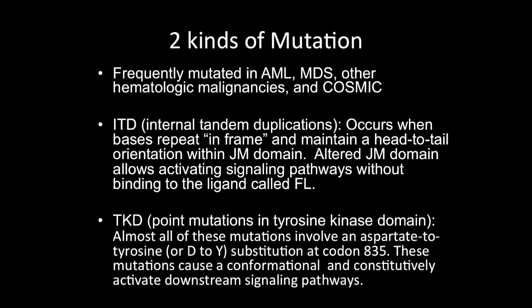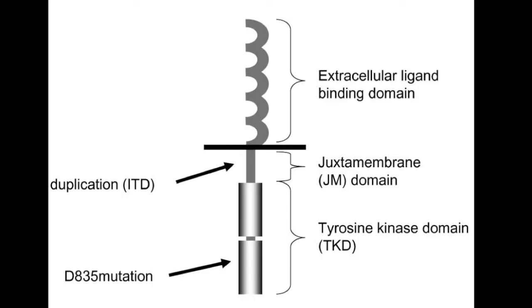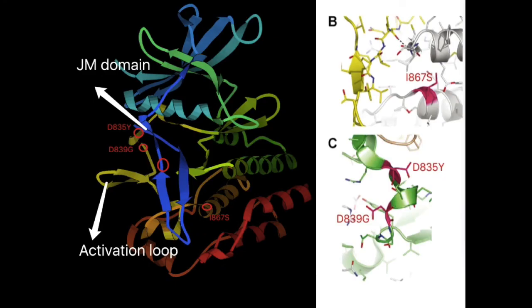The altered JM domain allows the FLT3 receptor to activate signaling pathways without binding of FL, or the ligand. The receptor is always turned on and is said to be constitutively activated. Point mutations have also been observed in the tyrosine kinase domain, or TKD, of FLT3. Almost all of these mutations involve an aspartate to tyrosine, or D to Y, substitution at codon 835, although other substitutions have also been identified. These mutations cause a conformational change of the molecule and disrupt its autoinhibitory function, thereby rendering the receptor constitutively active.